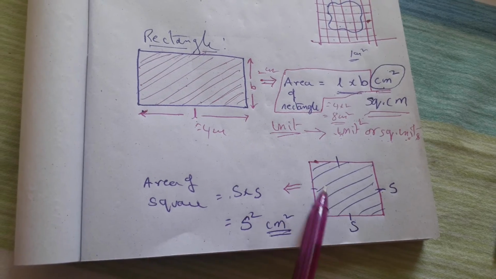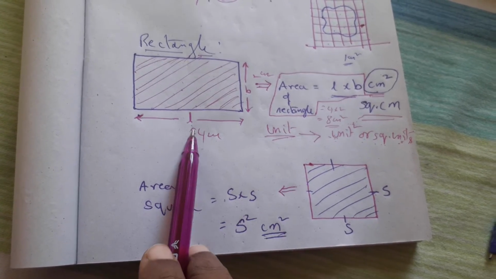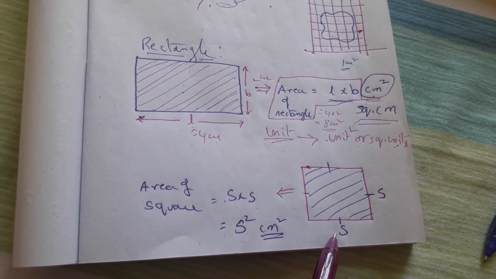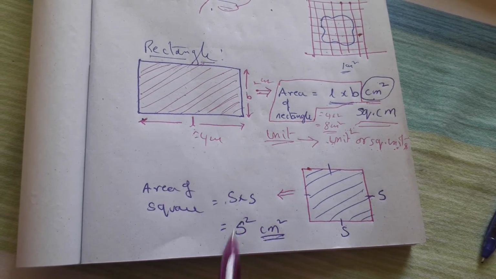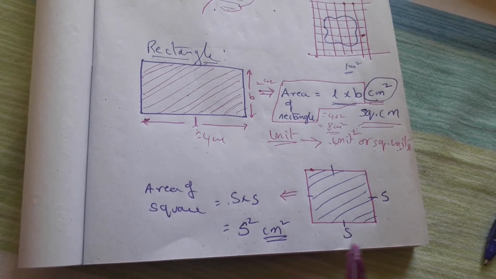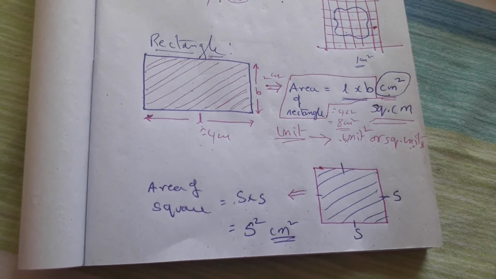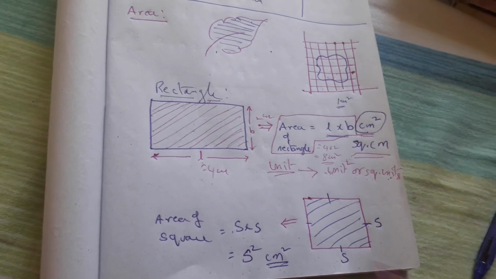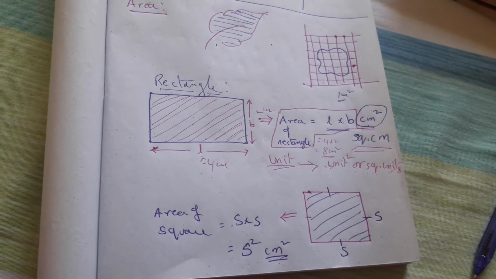What is the difference between a rectangle and a square? In a rectangle, length and breadth are different measurements, whereas in a square both are the same measurement. So the same measurement we write as side, side into side, side square. And units are centimeter square or meter square or kilometer square, depending on what is given for the side value. The area of a square is S square centimeter. This is how you can find the area. This is for irregular bodies, and these are regular bodies.